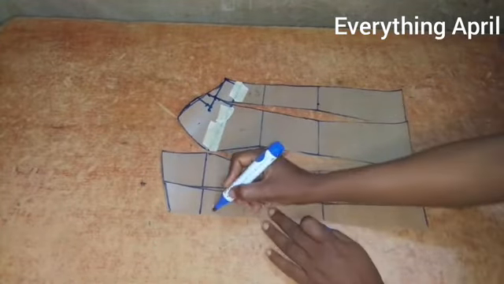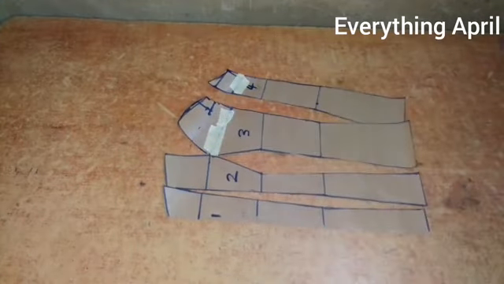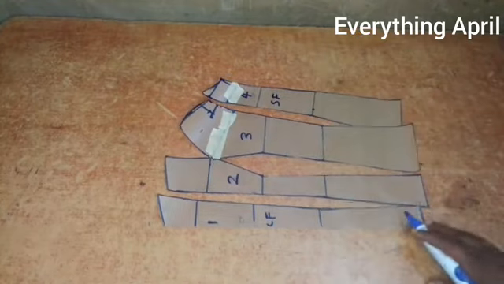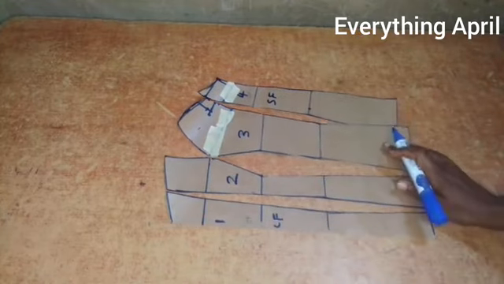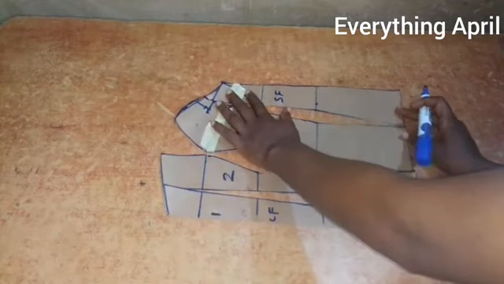I'm done cutting out the front pieces and I'm labeling 1, 2, 3, and 4. The 1 is center front and the 4 is side front. So this is it for the front body. So I would go ahead and cut out the back bodies.